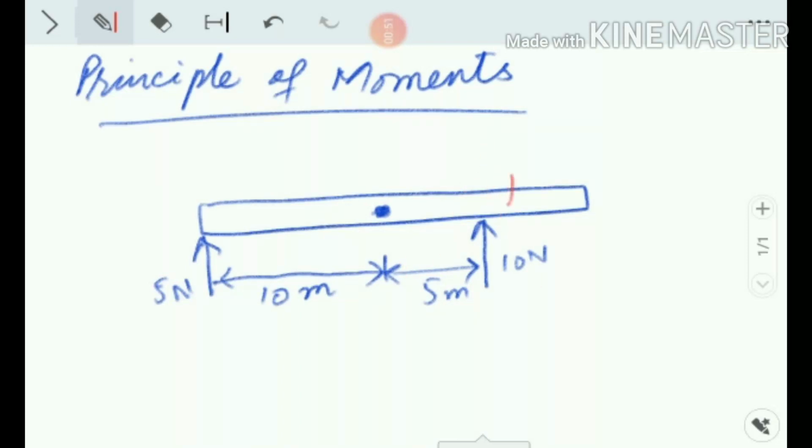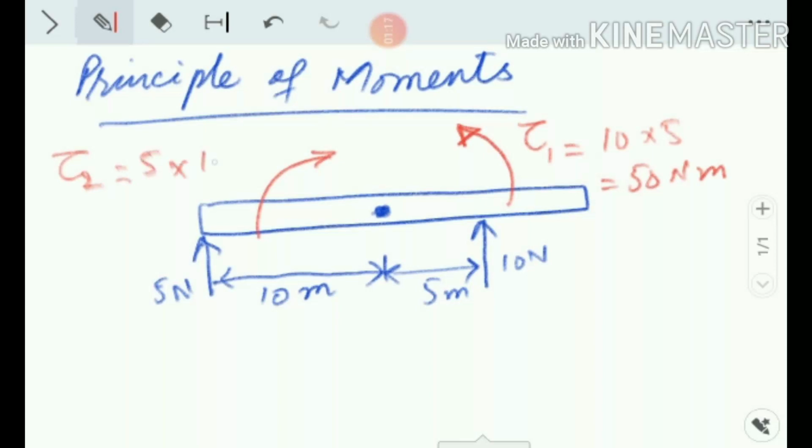At this side the torque will be anti-clockwise, and let's suppose we call it torque 1, and this will be force into moment arm, 50 Newton meter, and on this side torque will be clockwise. Let's call it torque 2, force into moment arm, and this will be 50 Newton meters. Forces are different, moment arms are different, but the turning effects are same.